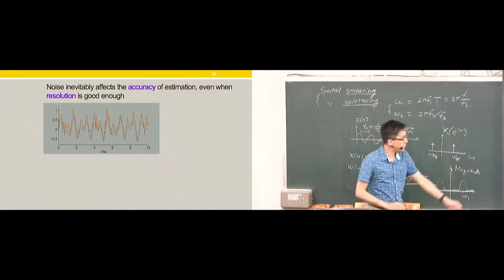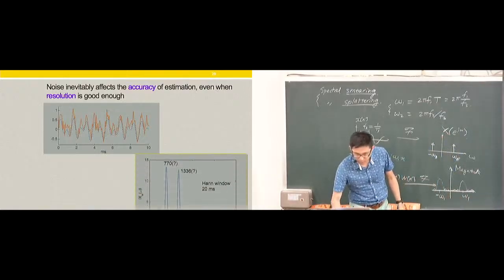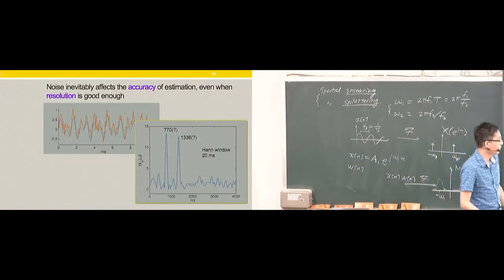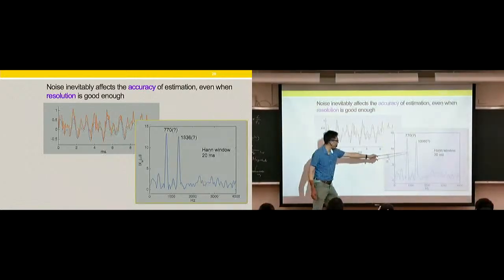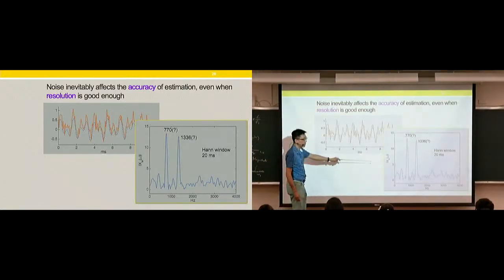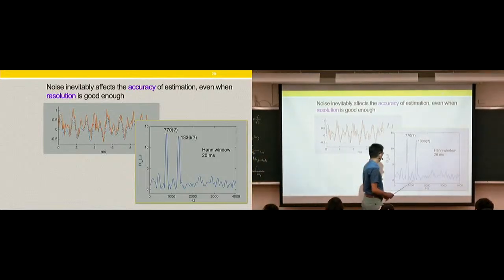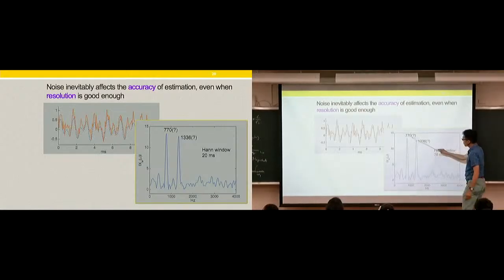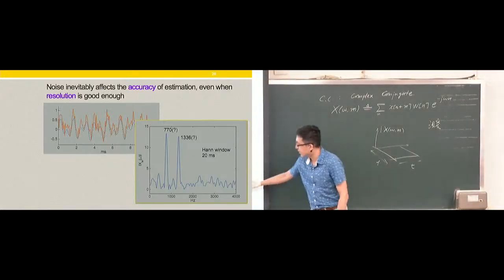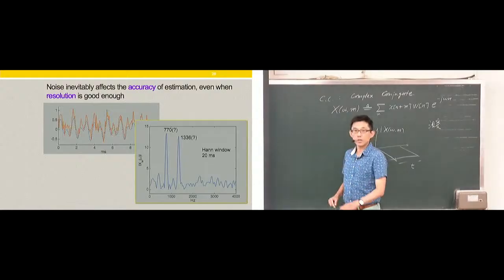Let me explain. This is in the time domain. Immediately when we go to the frequency domain, this is what happens. This is the spectrum, again using the Hann window of length 20 milliseconds. What do we see? We see arguably two tones that have unequal height. Even the heights become unequal. And what's more? Under here, you have some random peaks.